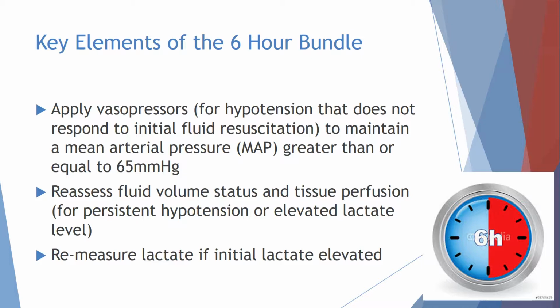And so within 6 hours, if your patient drops their blood pressure less than 90, or if their mean arterial pressure drops less than 65, you're going to want to start vasopressor medications. And then you're also going to want to reassess the fluid volume status and tissue perfusion to make sure that your resuscitation is actually working. Also, if your lactate was initially greater than 2, you will want to remeasure lactate to gauge if that's going up or down as part of your resuscitative efforts.